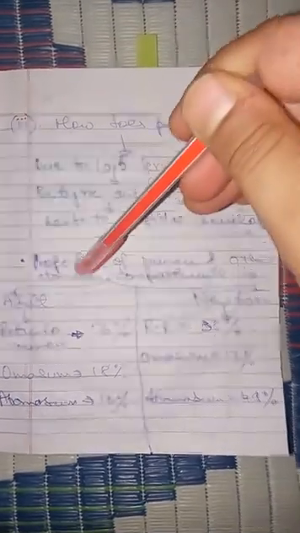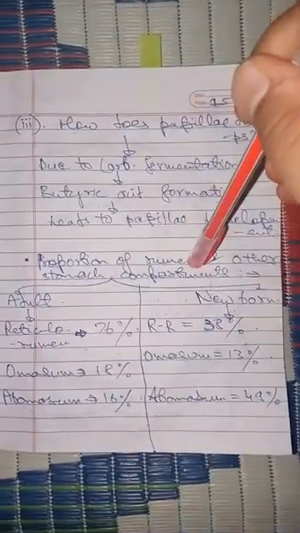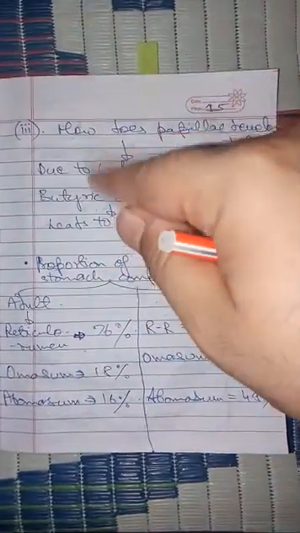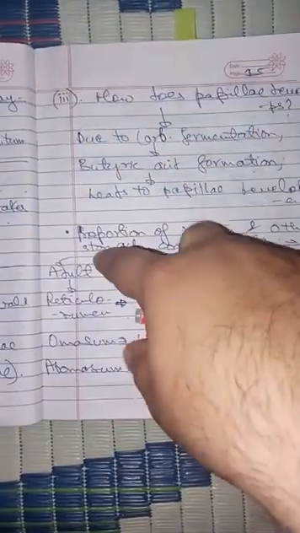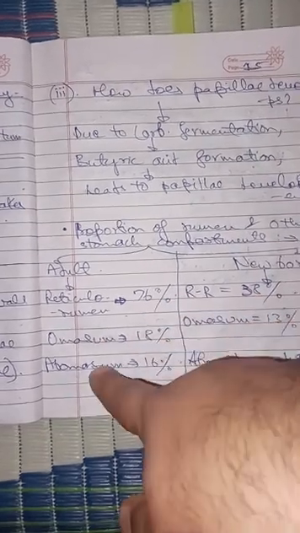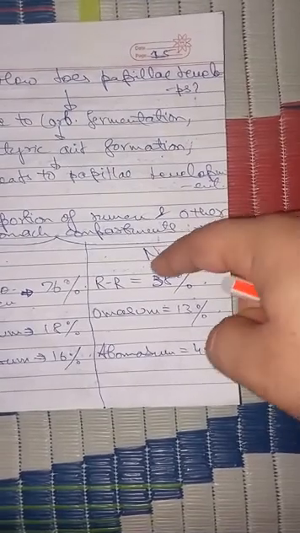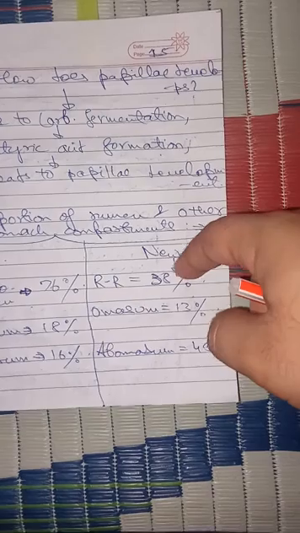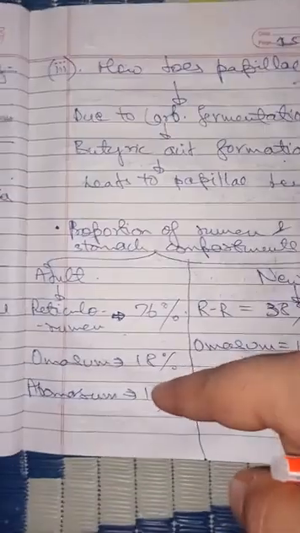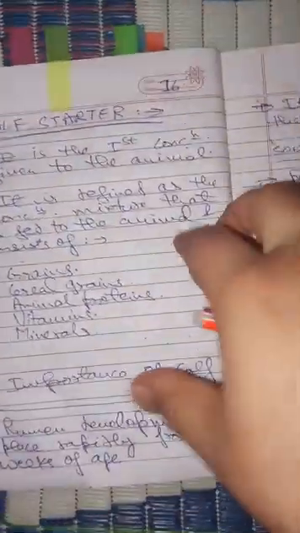Now, the proportion of the rumen and other stomach compartments in ruminants. The stomach in ruminants has 4 compartments: rumen, reticulum, omasum, and abomasum. In the adult, the reticulorumen is 76%, omasum 18%, abomasum 16%. But look here, in the newborn, the reticulorumen is 38%, omasum is 13%, but abomasum is 49%. So the abomasum proportion is largely reduced in adult animals.